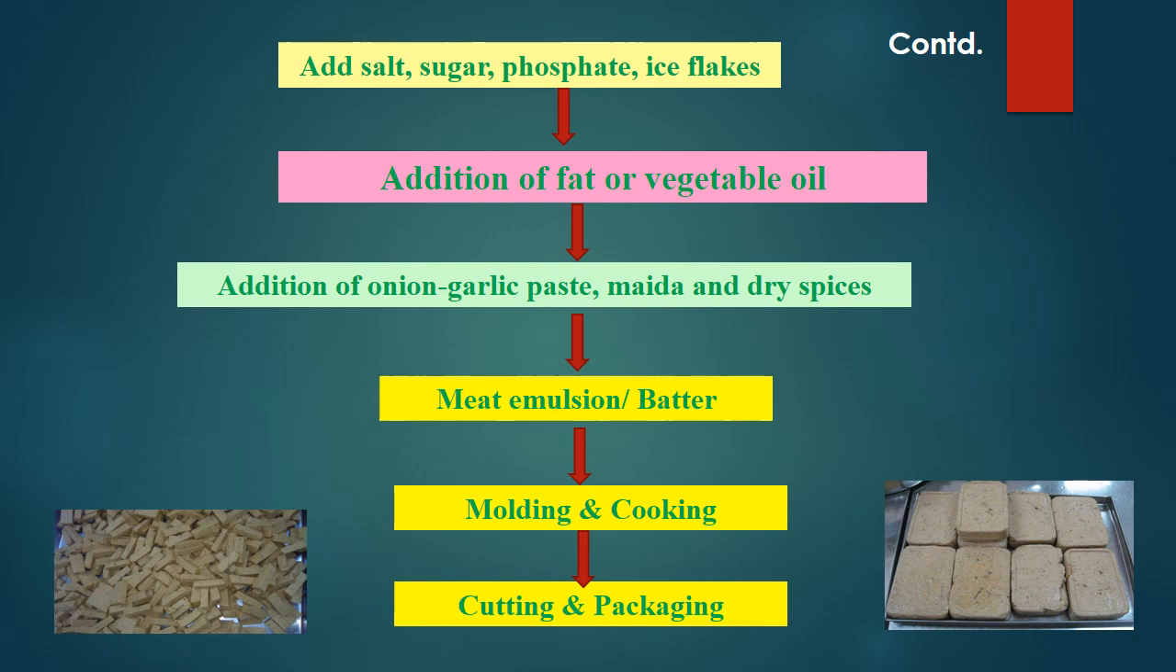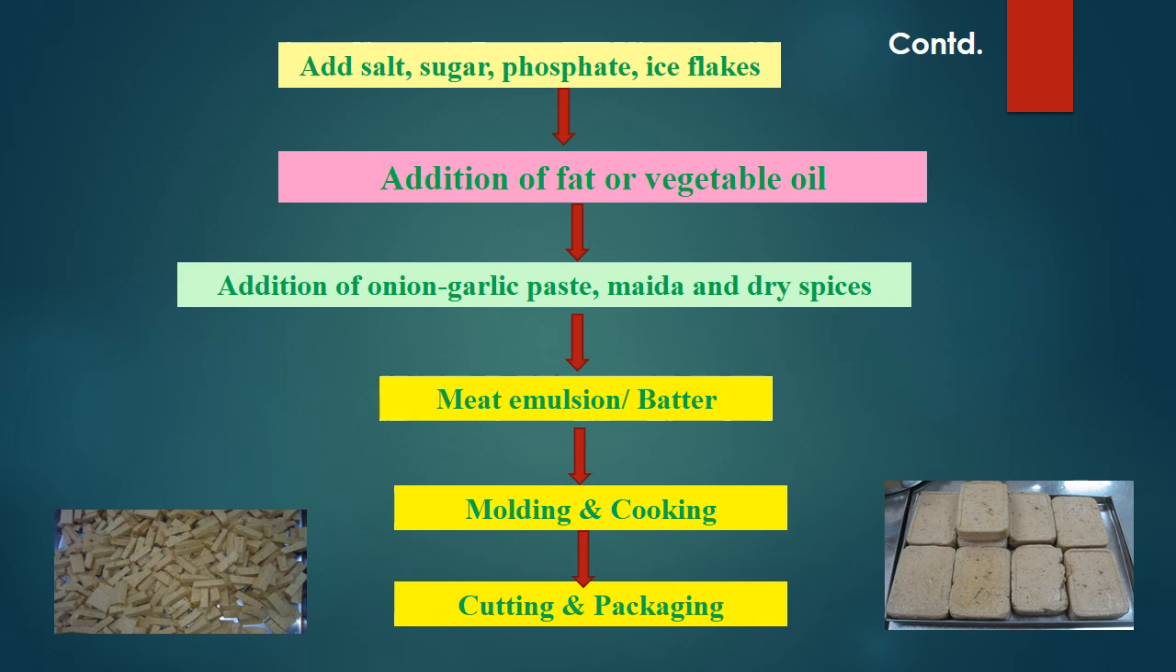Now we add all other additives like condiments, onion and garlic paste, maida as binder, and dry spices which include ginger powder, Kashmiri mirch powder and some more spices. After this we get the final batter, and to make the nuggets in this modified method we can fill it in a mold or in stainless steel boxes.